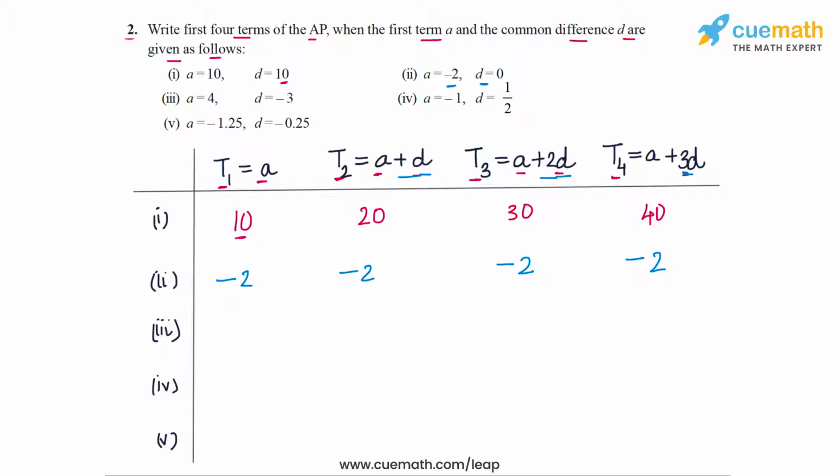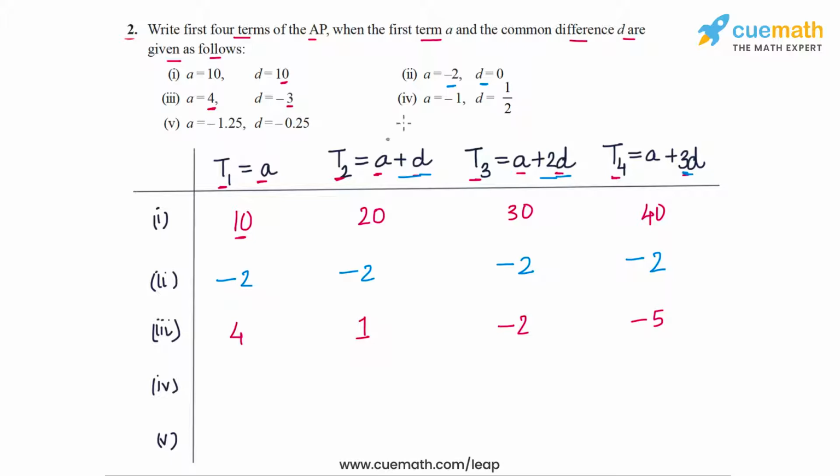Okay, now let's go to the third part. In the third part, the first term is 4 and the common difference is minus 3. So the second term is 4 plus minus 3, or 1. So we jump back 3 units on the number line. Similarly, the third term is A plus 2D, or 4 minus 6, which is minus 2, and A plus 3D is minus 5. So you can see that to go from any term to the next term, we simply subtract 3 and we get the next term.